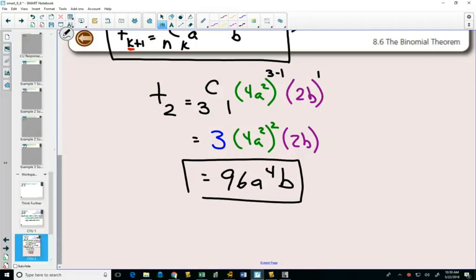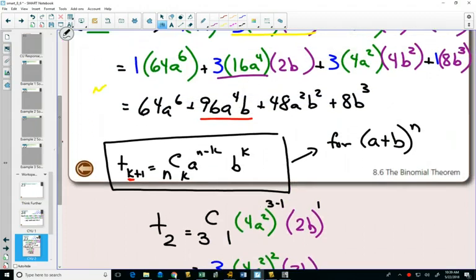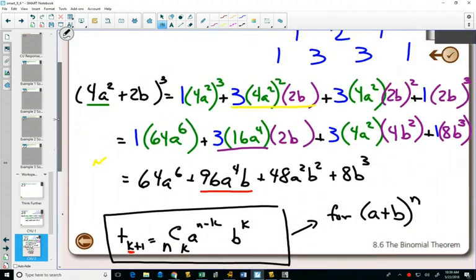So another way to do the complete expansion, if I wanted to find all 4 of those, I could use the formula 4 times. I could find term 1, plug everything in. I could find term 2, plug everything in. I could find term 3, plug everything in. I could find term 4, plug everything in. And it will give you exactly the same as the pattern.